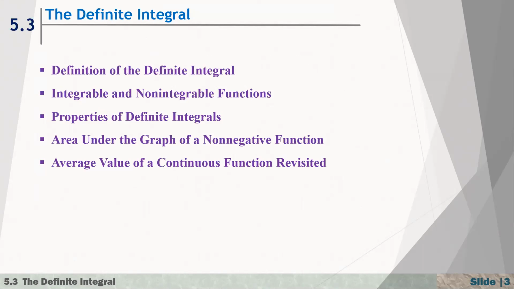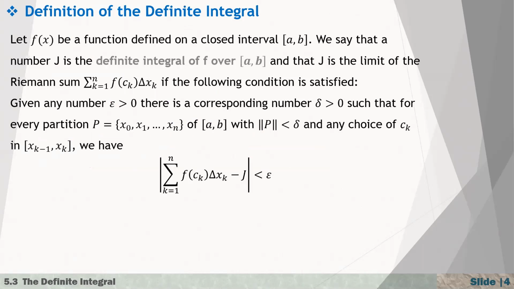So to that limit, that Riemann sum, when n goes to positive infinity, we need to give a special name. That sum, if that limit exists, we are going to call it the definite integral of f of x, or of the function f over the given interval. So let f of x be a function defined on a closed interval a, b. We say that a number J is the definite integral of f over a, b. Again, that J is the limit of the Riemann sum.